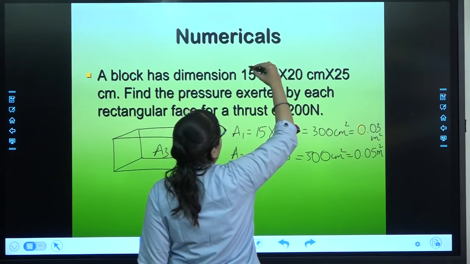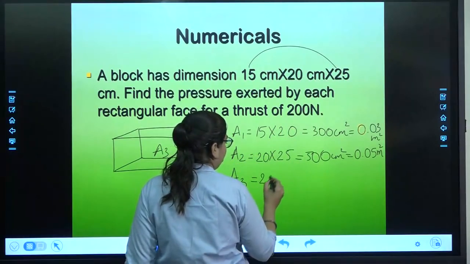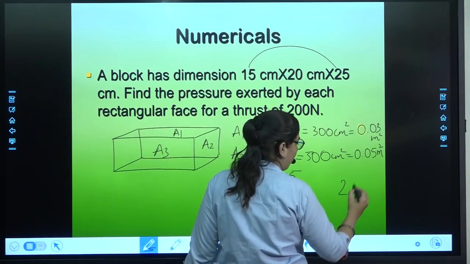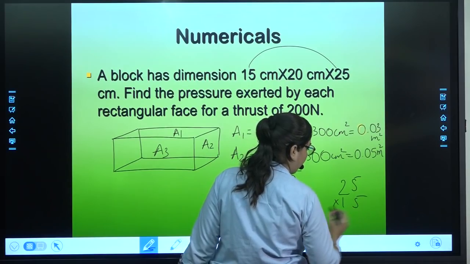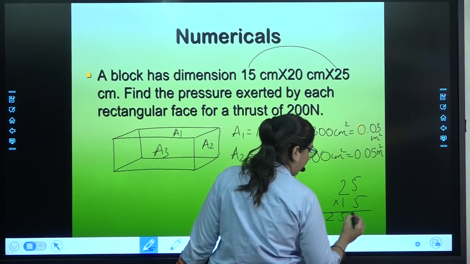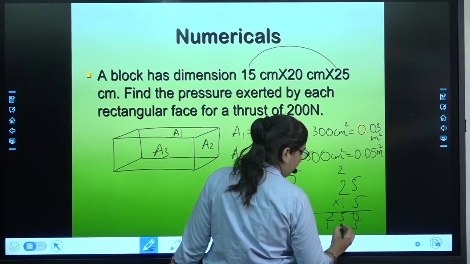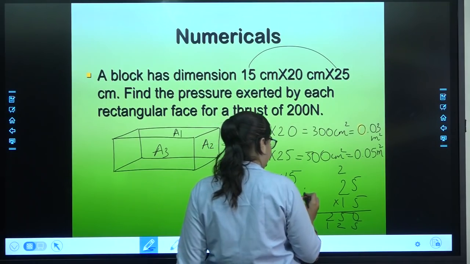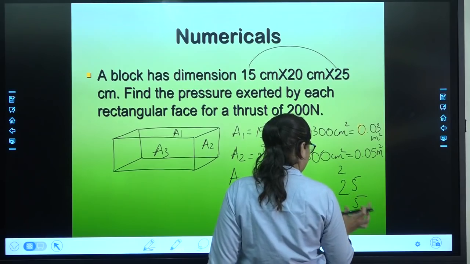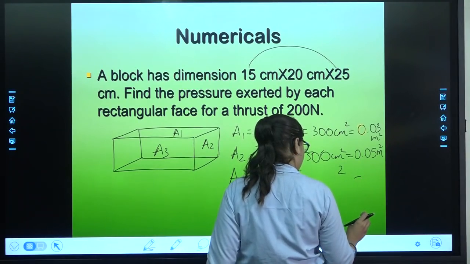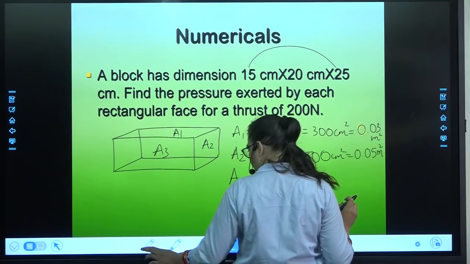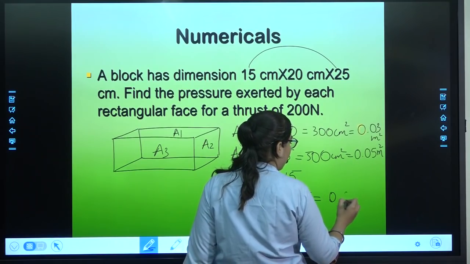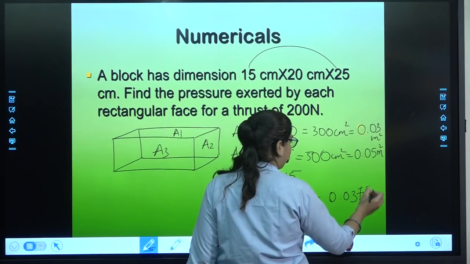Third area will be this one, 25 into 15. So just multiply the two. It's 375 centimeters square, which is 375 upon 10000, 0.0375 meter square.